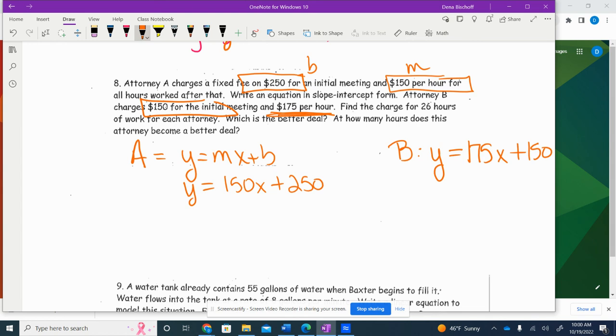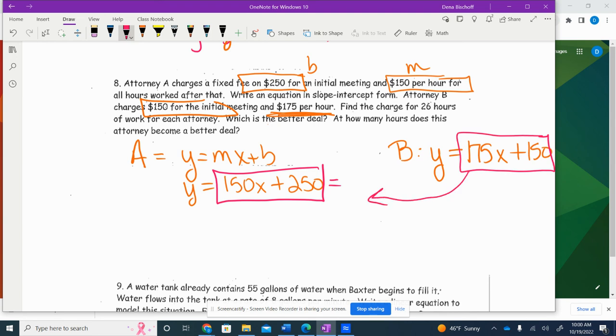Which one is the better deal? When will the costs be the same, right? So here's what you want to do. You want to make this equal this and see when you should use attorney B. Probably you would use attorney B if you are using less than so many hours, and you would go to attorney A if you are going to be using an attorney for more than so many hours. Okay.